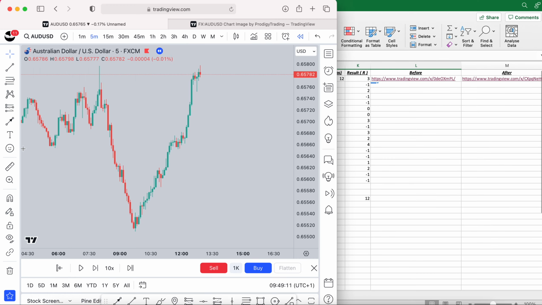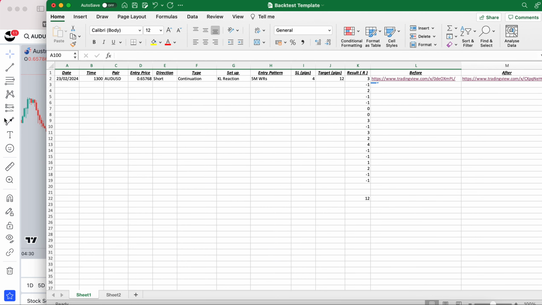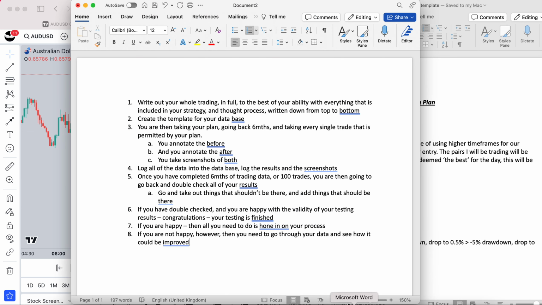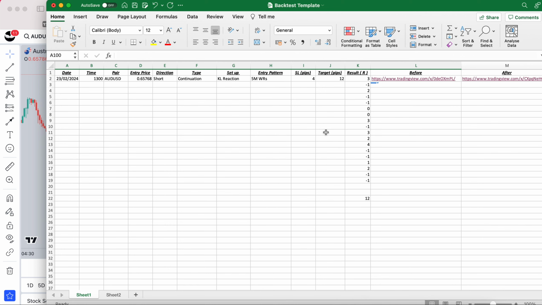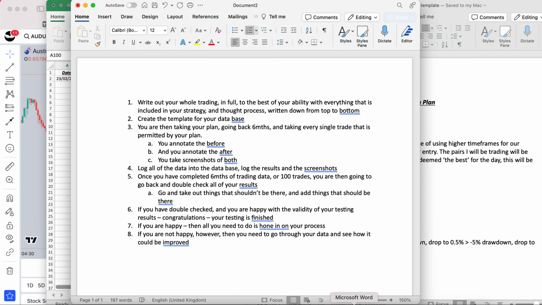you're going to go back and double check that all of the trades that you logged here were taken properly. You go and add some stuff that hadn't been in there. You go and take out something that shouldn't have been there. And once you're happy that the validity of your results is 100% accurate, then congratulations, you've got your strategy.